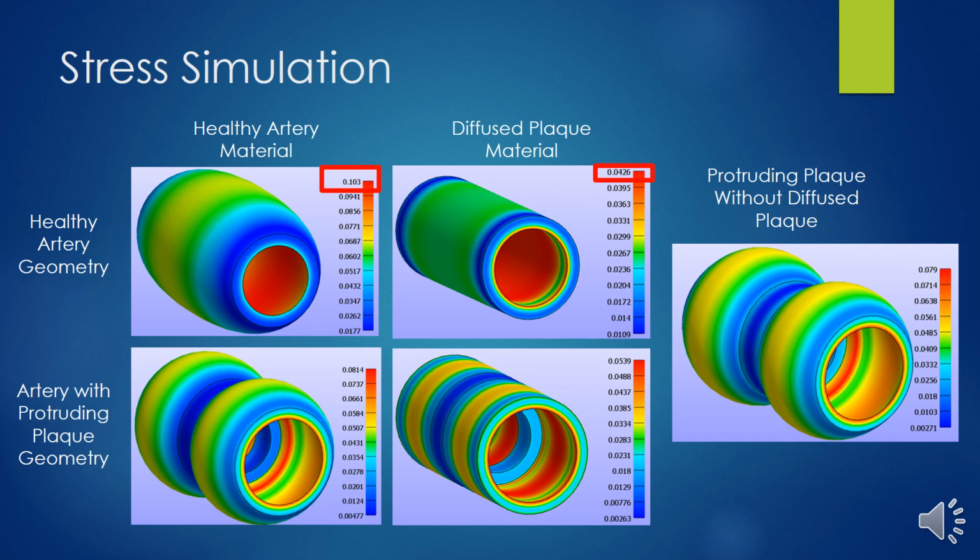An interesting extension of this study would be extending the length of the protruding plaque to see if this makes a difference in maximum stress, and if the maximum stress starts to become lower than the case with only diffused plaque.